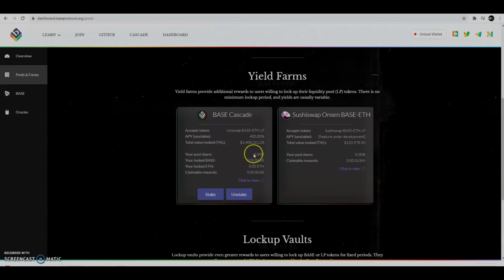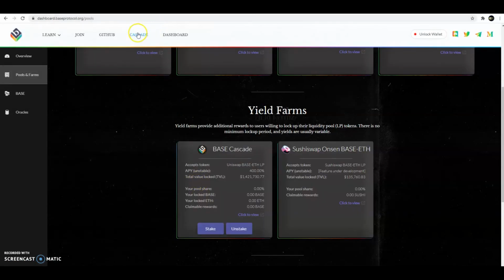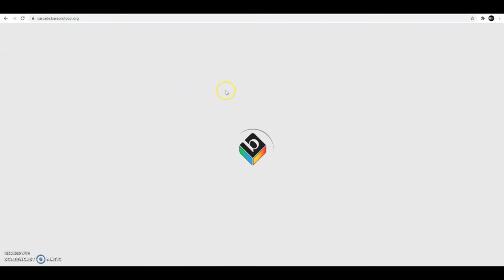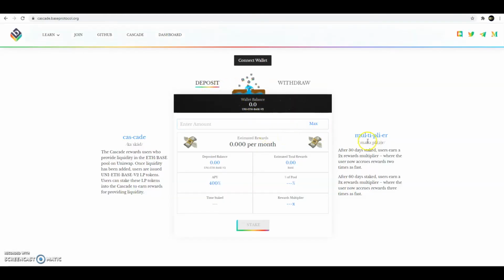You'll see your pool share here. You would see your pool share here if you were signed in, and you would see how much is locked and how much you've got in your wallet, and so on and so forth, and the rewards that you could claim if you were using the Cascade. If you were to go to here now, where you get to see the Cascade, you would see where they're providing 2x and 3x multipliers depending on how long you stay in the pool.